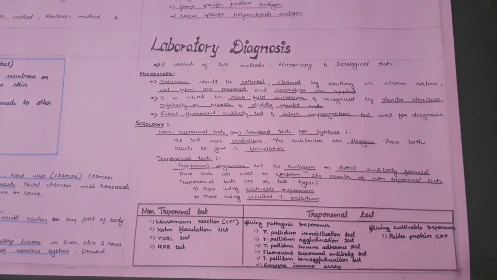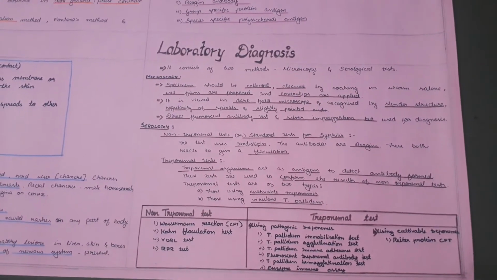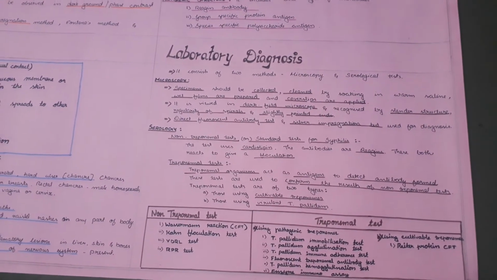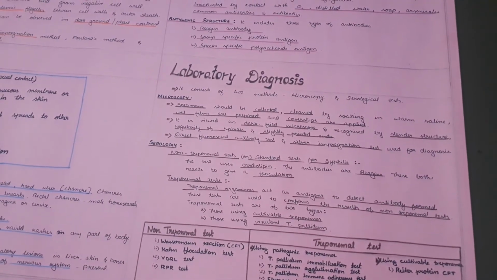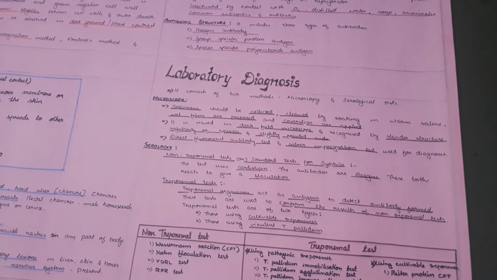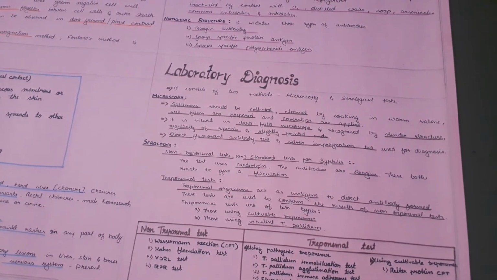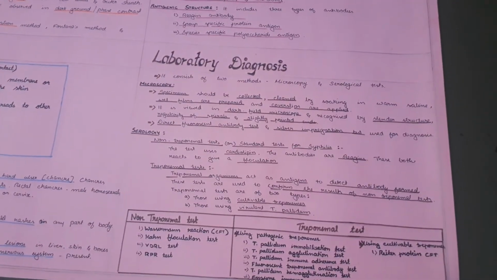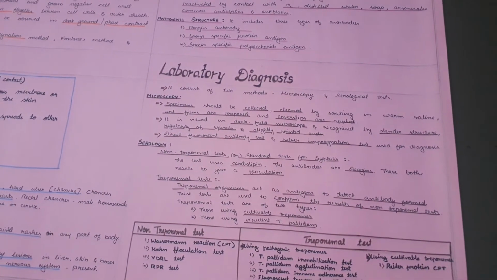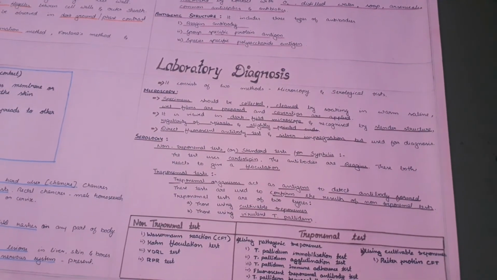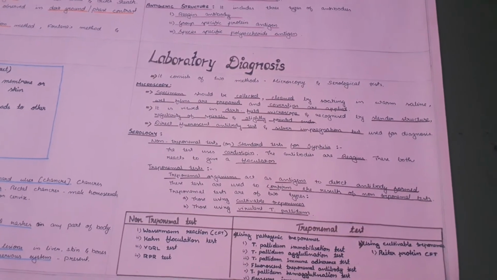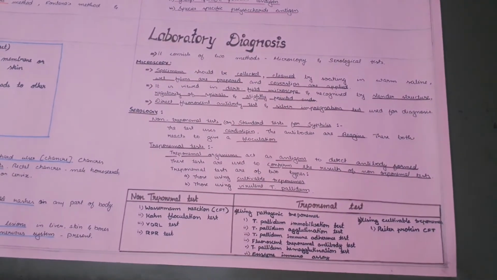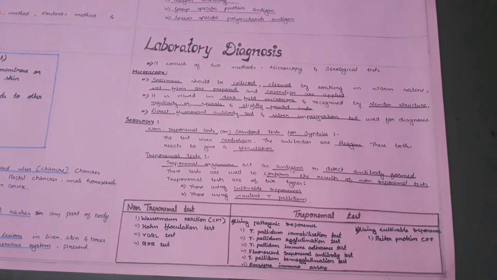Coming to the laboratory diagnosis. It consists of two major methods, microscopy and serological tests. Microscopy. The specimen should first be collected. It should be cleaned by soaking in warm saline. Wet films are made and cover slips are applied. It is viewed in a dark field microscope and recognized by slender structure, regularity of spirals and slightly pointed ends. Direct fluorescent antibody test and silver impregnation test are used for the diagnosis.